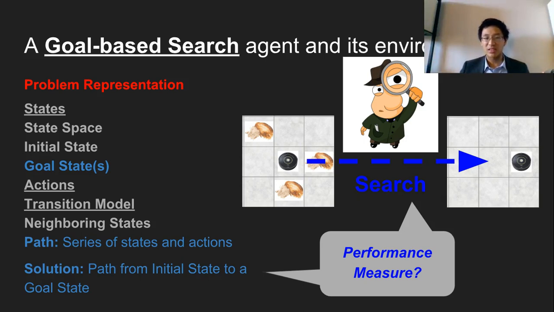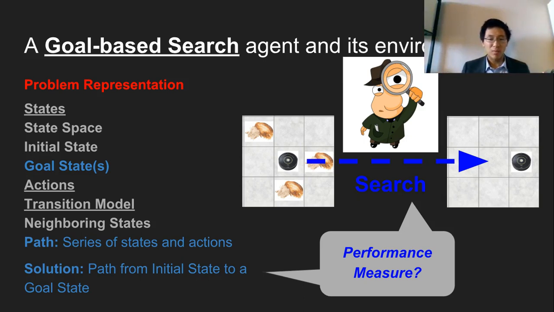How good is the solution? And it might be a performance measure having to do with the process of search. How quickly did we find it? Did we find it using a lot of resources? Did it take a lot of memory or something like that? So performance measure is something that we're going to talk a lot more about in the future, but for now, you can start imagining what kind of things we might care about in terms of performance.